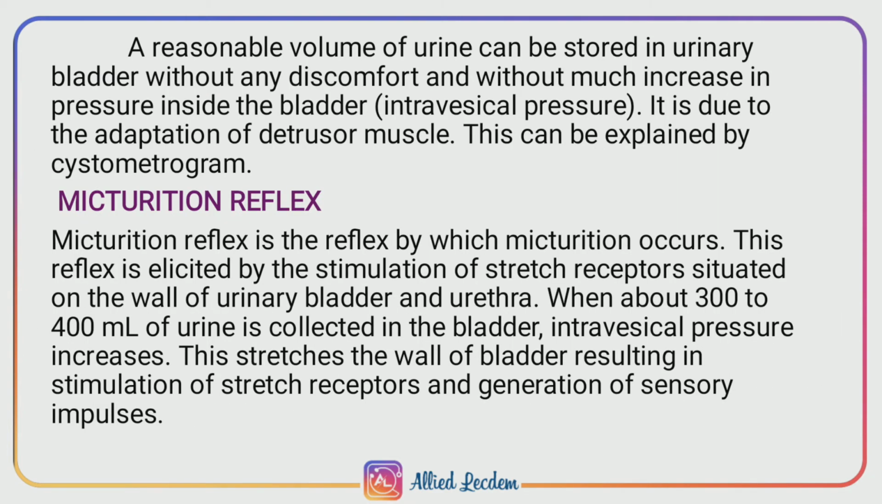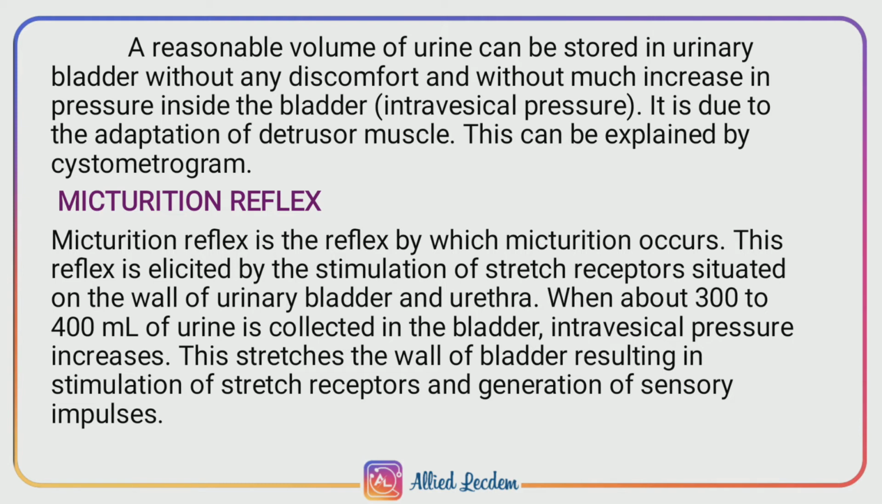A reasonable volume of urine can be stored in the urinary bladder without any discomfort and without much increase in pressure inside the bladder, that is, intravesical pressure. It is due to the adaptation of detrusor muscle. This can be explained by cystometrogram.